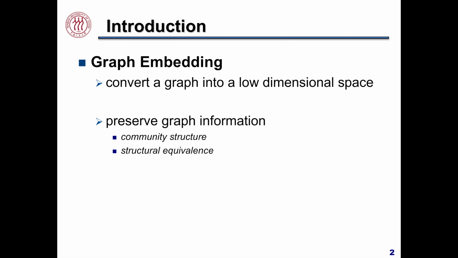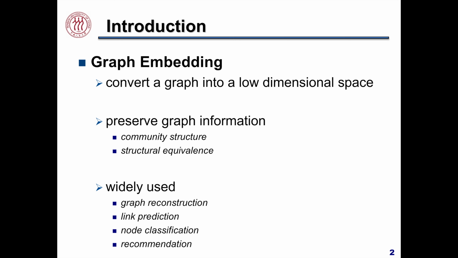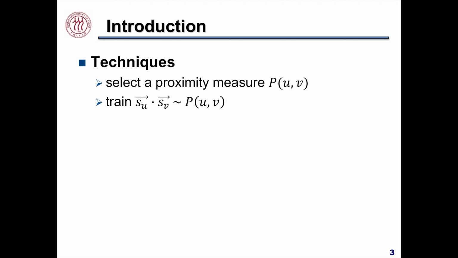Graph embedding learns a low-dimensional representation for nodes in a graph, such that the properties and structures of a graph are preserved by the embedded vectors. These vectors can be used for link prediction, classification, and so on. Many methods have been proposed for learning embedding vectors.